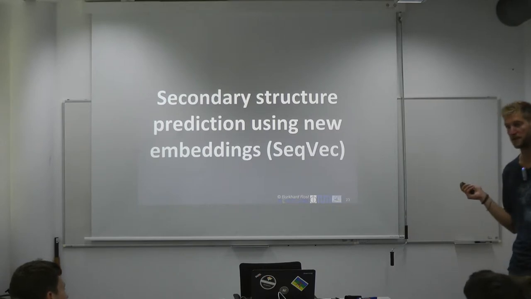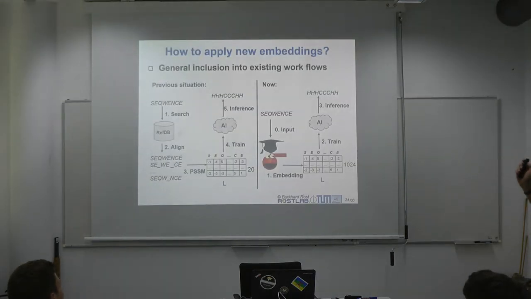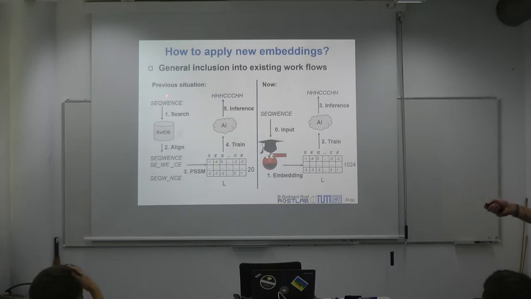And then we chose the secondary structure as a kind of proxy to assess the performance of our pre-trained embeddings. So this just gives you an overview again about what was previously always done and what we are currently experimenting with. Previously, you had the sequence, you searched in this reference database, you aligned them, created PSSMs, trained an artificial intelligence and did the inference. Especially this was the time consuming part.